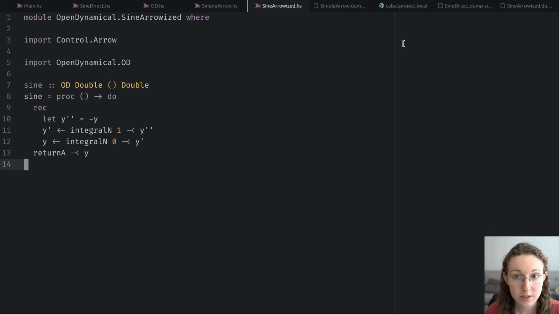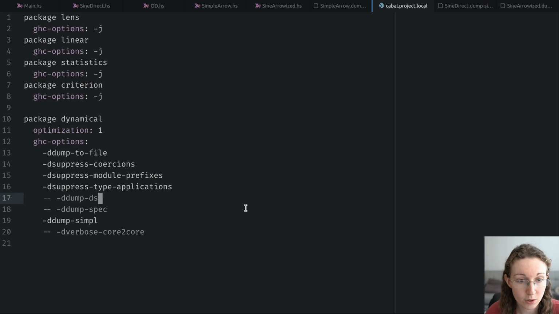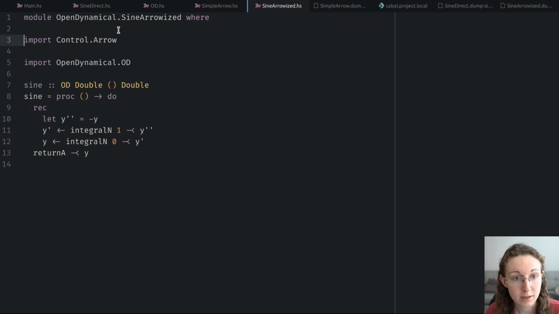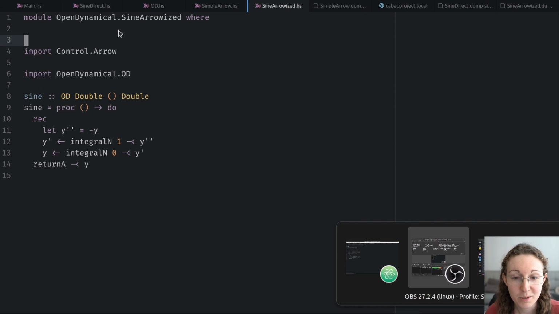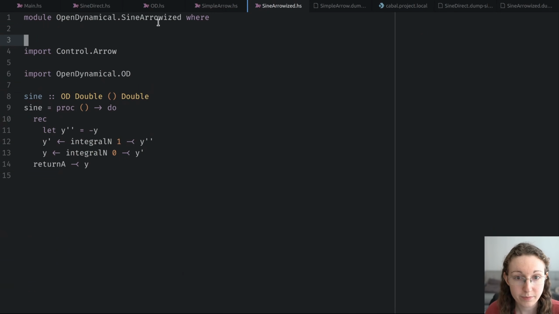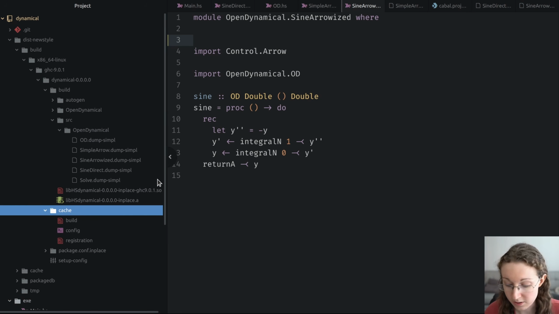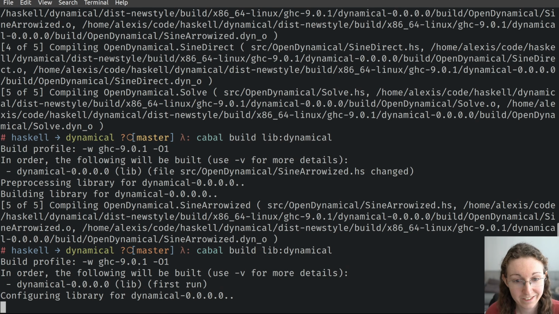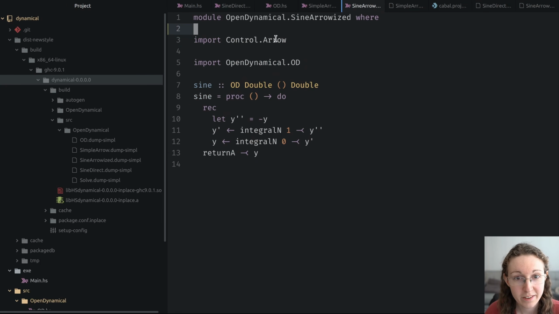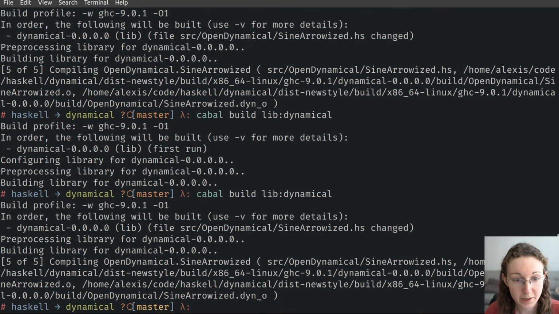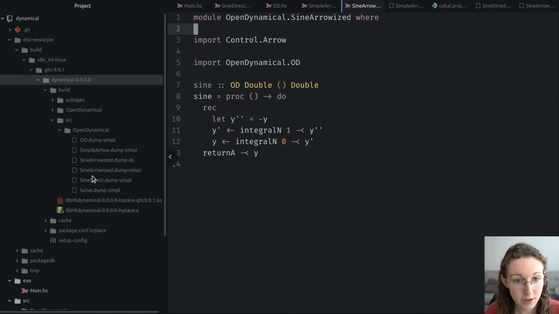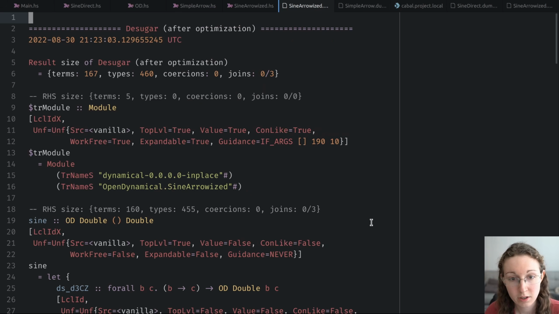And so in order to take a look at what it actually looks like at the core level, I'm going to turn on this dump-ds, which stands for dump desugaring flag. And I'm just going to make a very minor irrelevant change just so that this will get rebuilt. And then what we should be able to do is take a look at, oh, I forgot that this is Cabal doing this. Cabal isn't reconfiguring. All right, there we go. So now we should have this dump desugared.